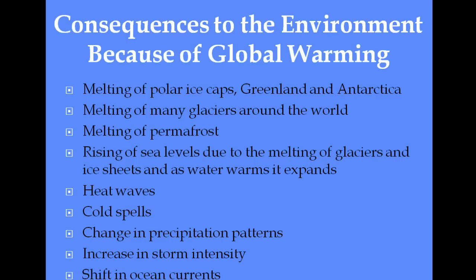Precipitation patterns. Precipitation patterns, if you remember, are heaviest at the equator because there's more intense sunlight that falls there. More sunlight means more evaporation, which leads to lower pressures, and that leads to rain. So if you have different pressure patterns and temperature patterns, then it's very logical to assume that those precipitation patterns might change.